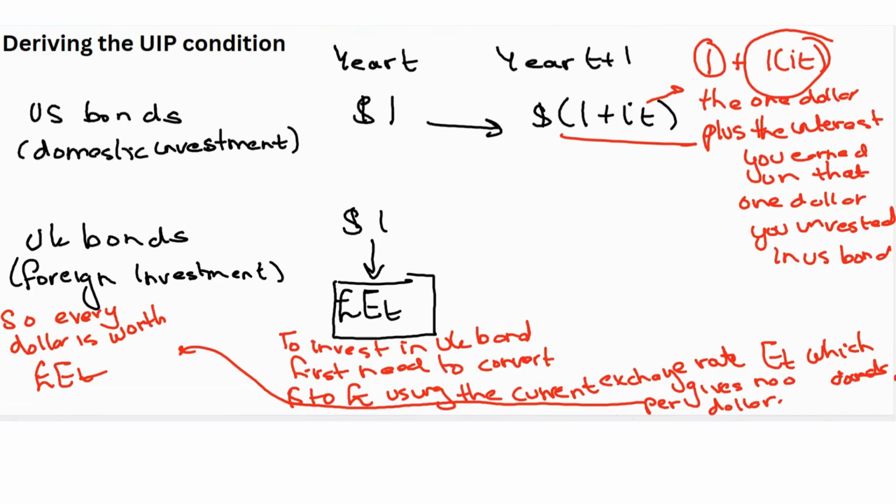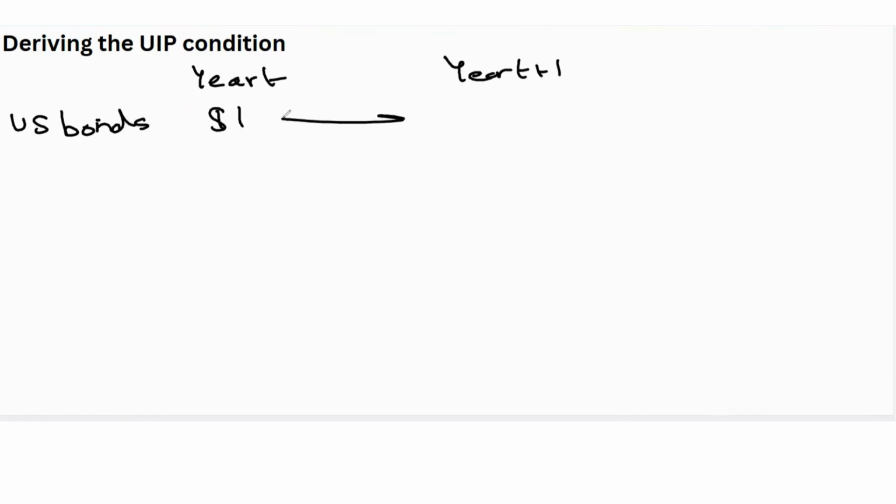Let's clear this up to have more space. We were looking at year t plus 1, and we're now looking at UK bonds. Let me quickly write US bonds as well. We showed that in the case of US bonds, $1 becomes 1 plus I_t, and this was a domestic investment.